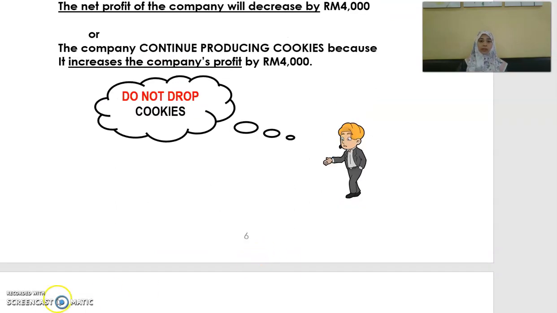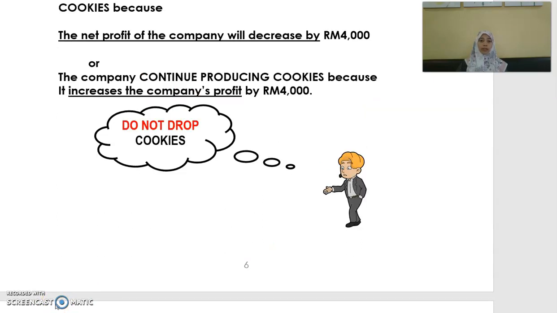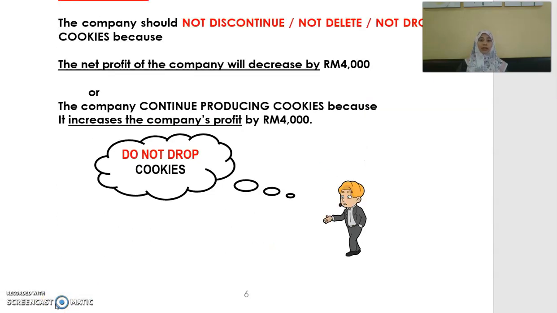So that's all for add or drop. Remember, your decision should be based on the contribution. If it provides a positive contribution, then you continue with the product even if the product is making losses.